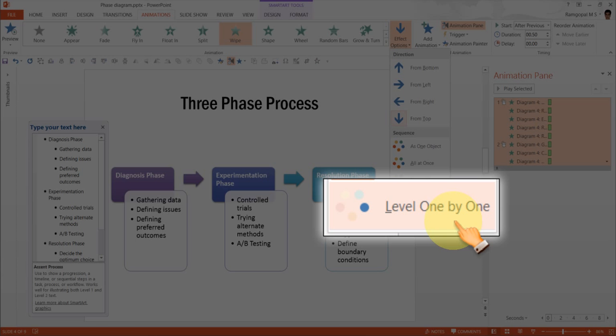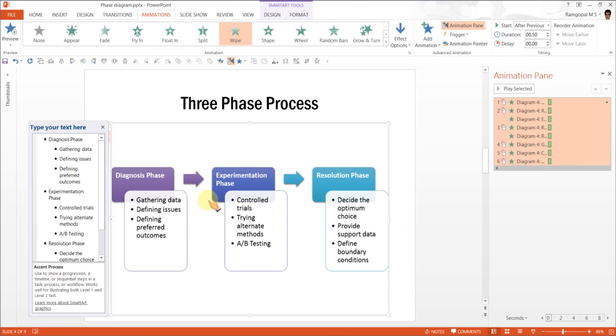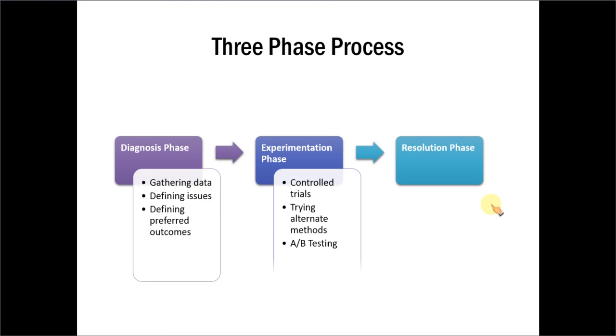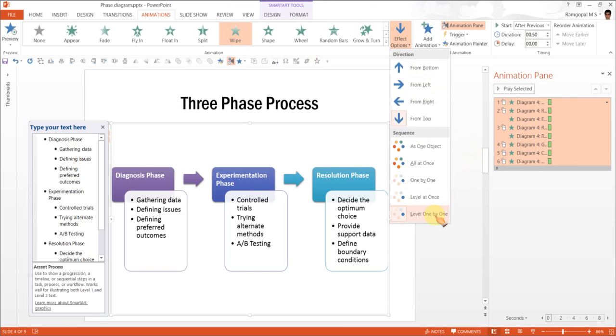The next one is level one by one. Here, while each level appears in succession, the objects within the level are animated one at a time. Let us go to slideshow where you can see the difference. Here, the first phase is shown, and then the second phase, and then the third phase. And once you've finished explaining the titles, then each of those titles is explained on successive clicks. So that is how this option works.